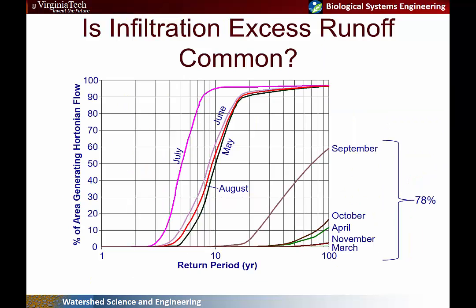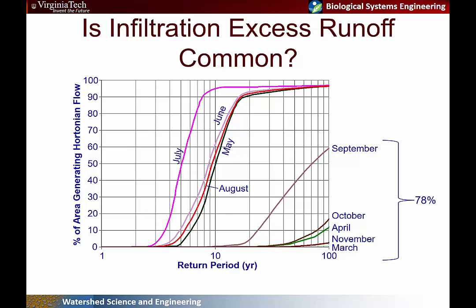So we asked the question, how common is infiltration excess runoff across areas in the Mid-Atlantic? So we did a generalized analysis of the probability of an area generating surface runoff for different return periods. Now we discussed briefly what return periods mean in terms of storms. So a 1-year return period is relatively frequent, with lower intensity and lower volume of rainfall. A 100-year storm is very infrequent, with very high intensity and very high volume of runoff, shown here by month.